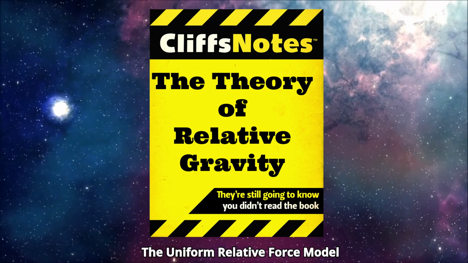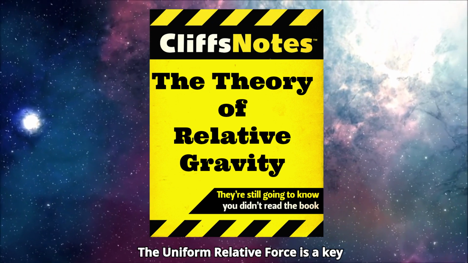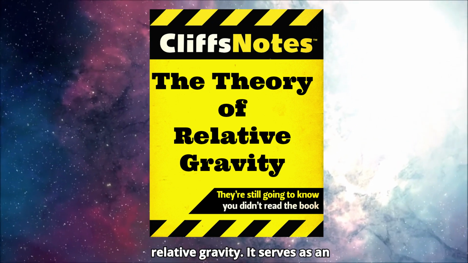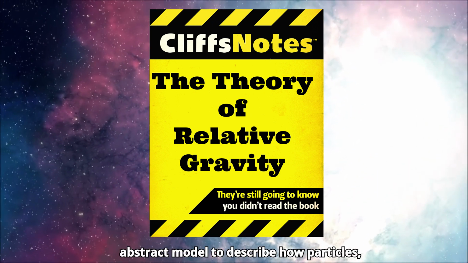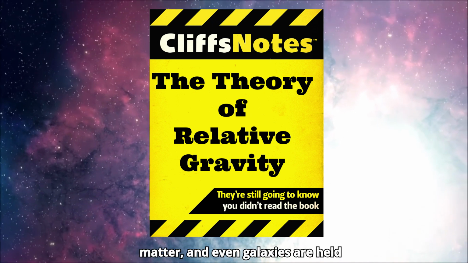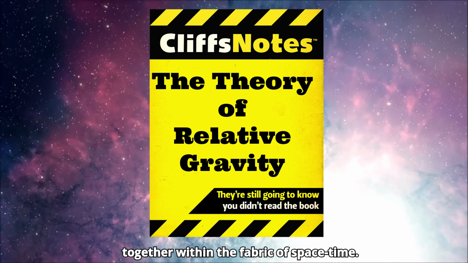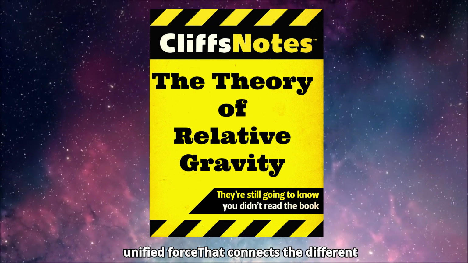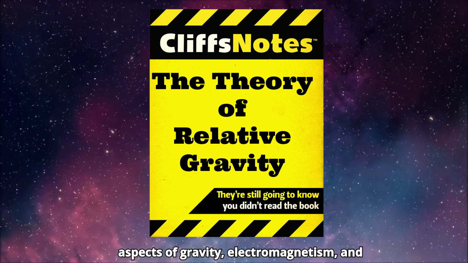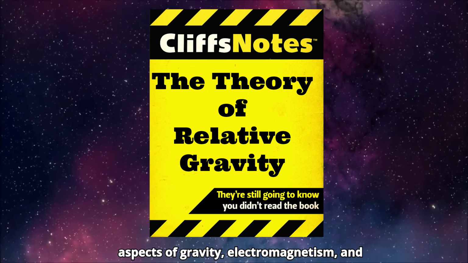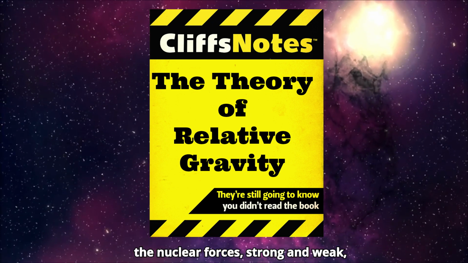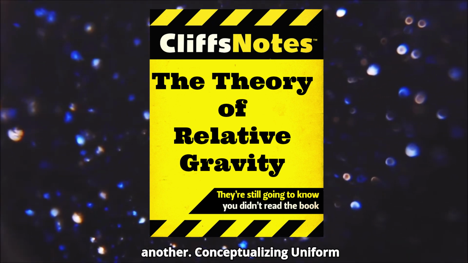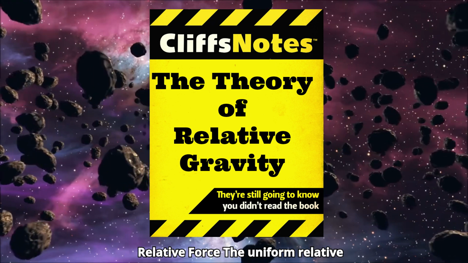The Uniform Relative Force Model, URF. The Uniform Relative Force, URF, is a key conceptual framework within the theory of relative gravity. It serves as an abstract model to describe how particles, matter, and even galaxies are held together within the fabric of space-time. The idea behind URF is to find a common, unified force that connects the different aspects of gravity, electromagnetism, and the nuclear forces, strong and weak, offering a way to describe how these forces can exist in relation to one another. Conceptualizing uniform relative force.